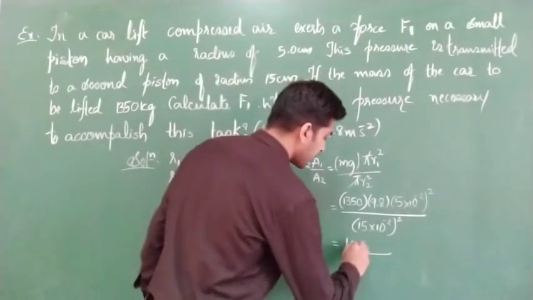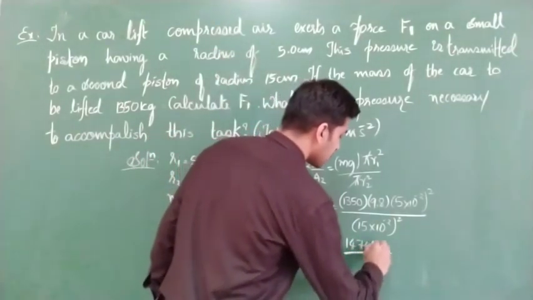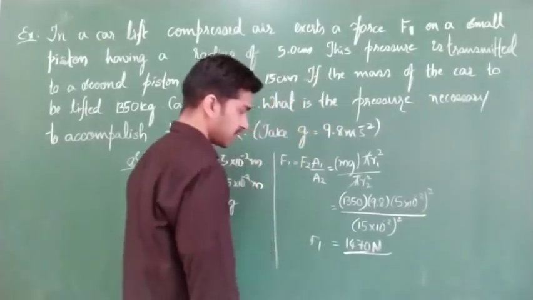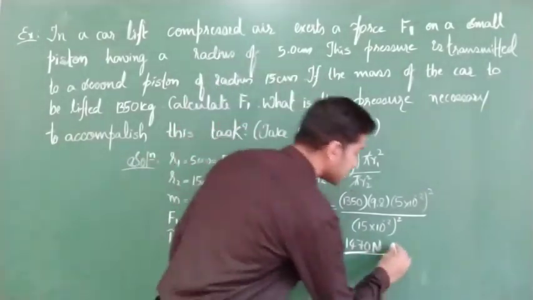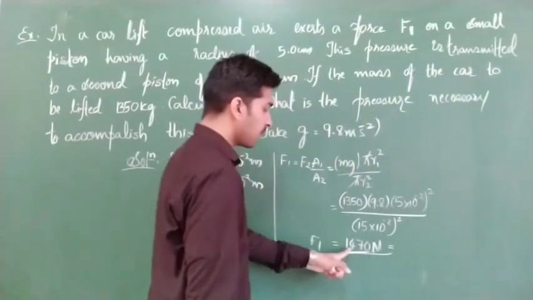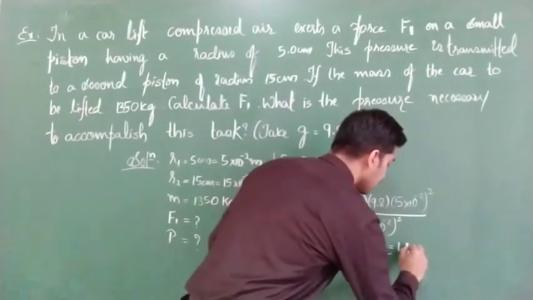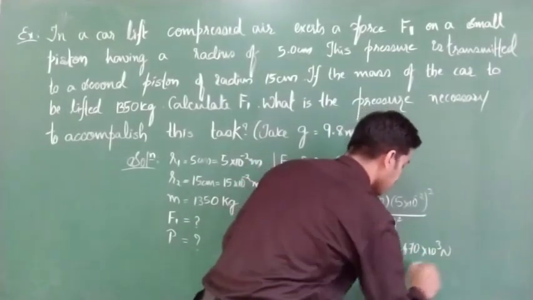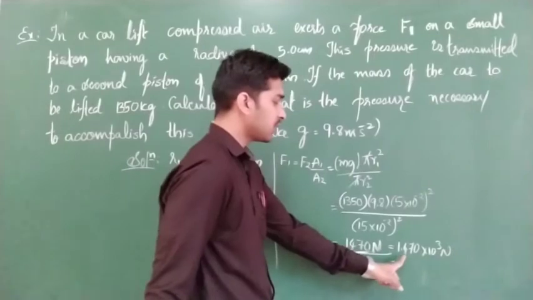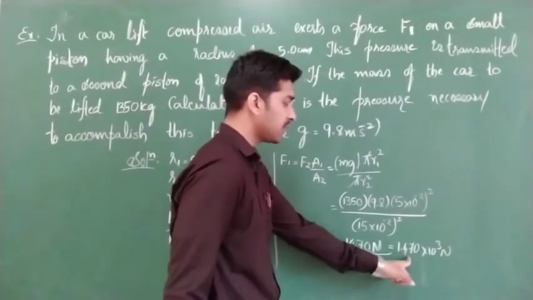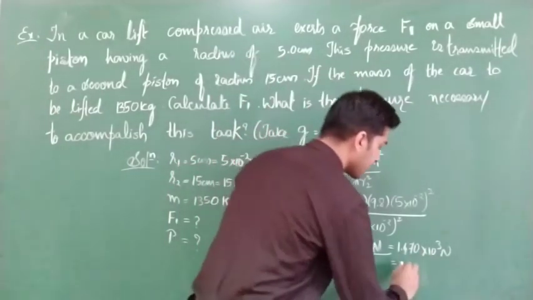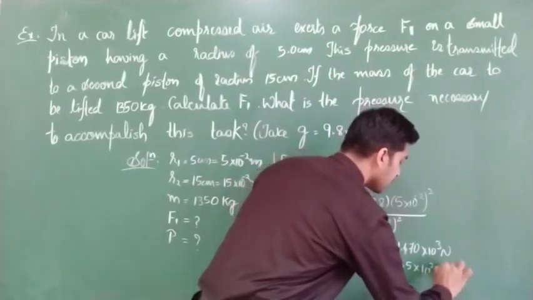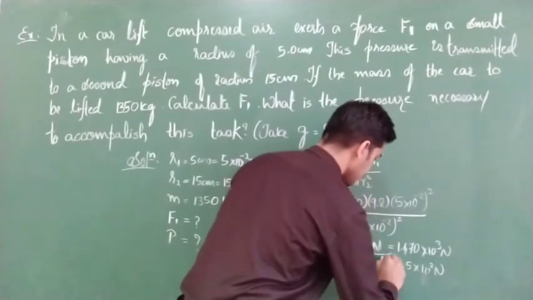So approximately 1470 I got. You can also cross check with 9.8; I got 1470. How am I writing this 1470? 1.470 into 10 to the power of 3 Newton. If I round it off to 2 digits, with only 1 digit after the decimal, it will become 1.5 into 10 to the power of 3 Newton. Clear? This is our F1.